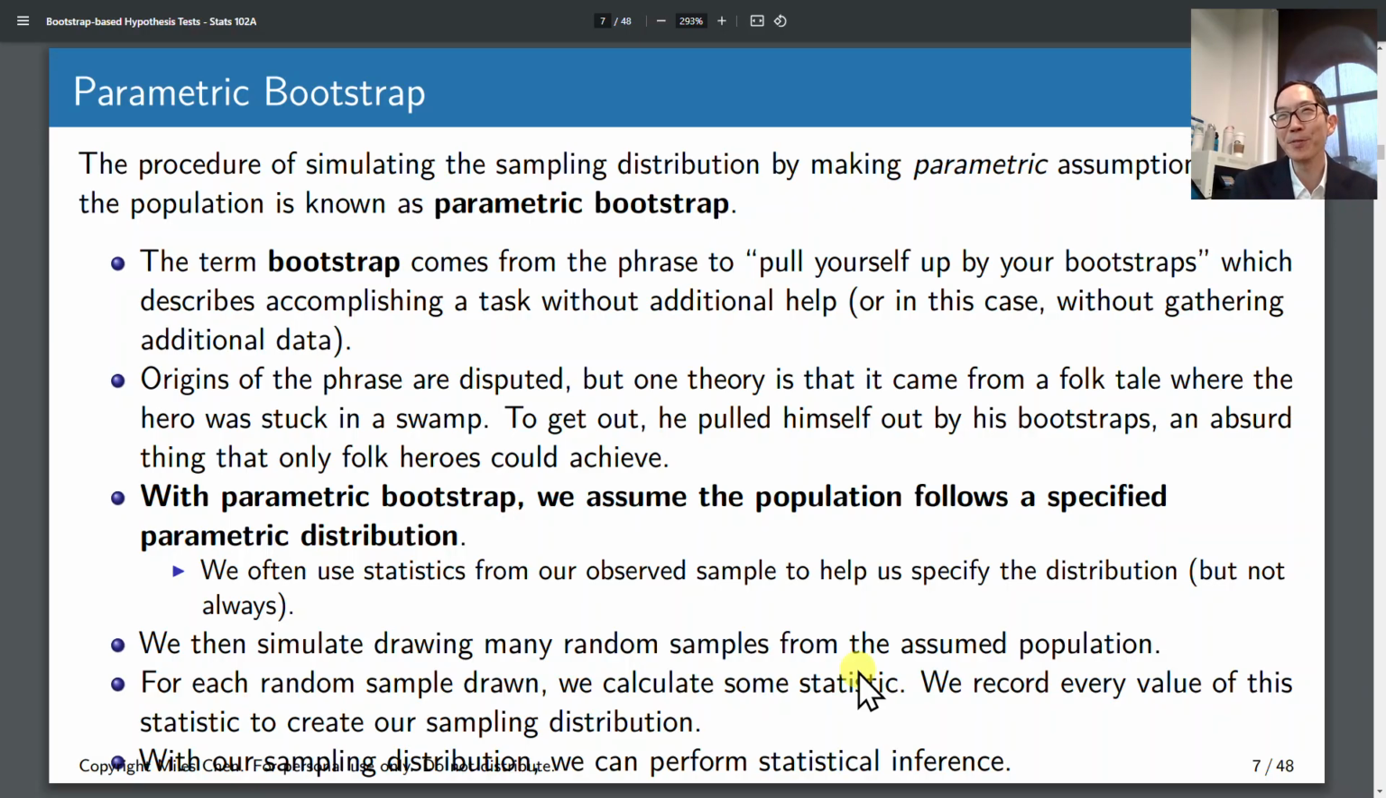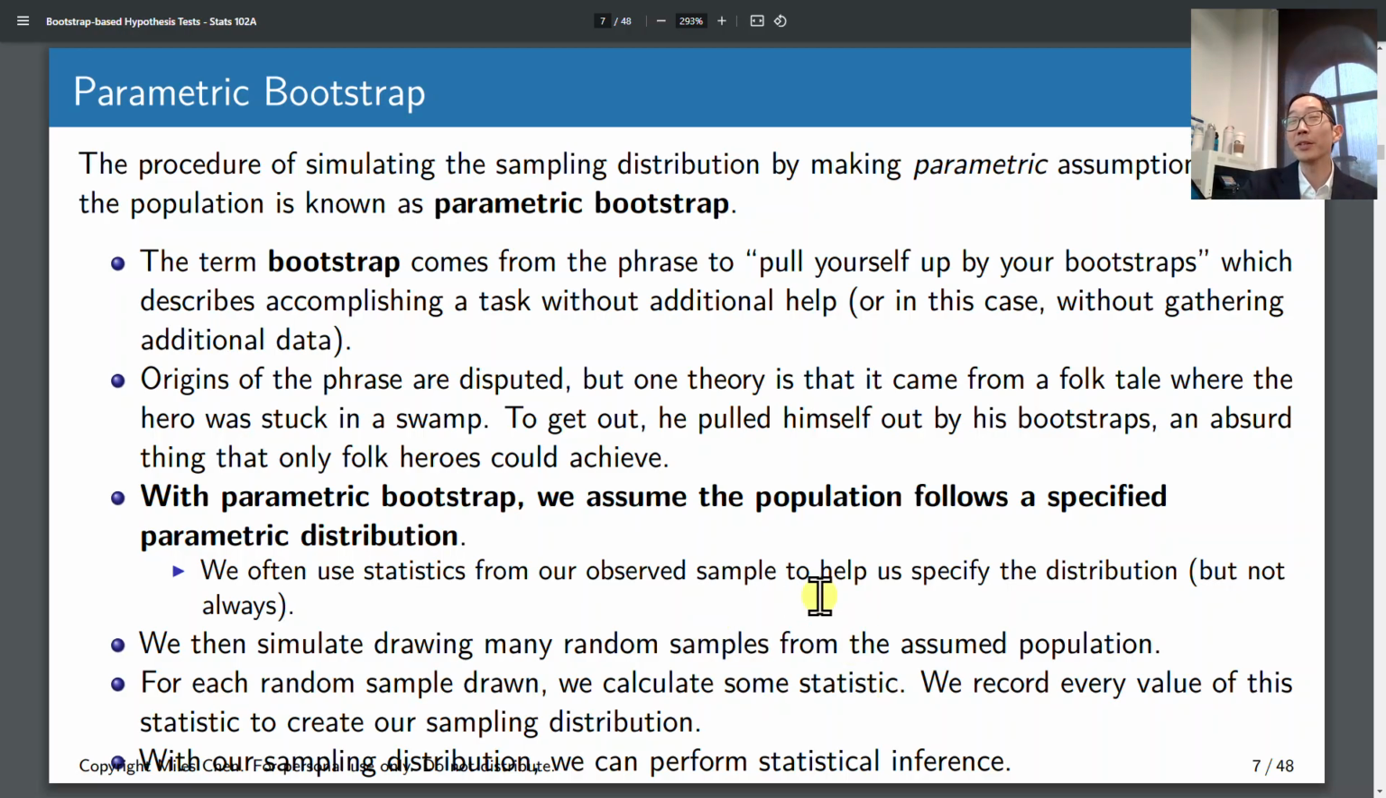My personal favorite theory as far as the origins of this phrase, if you look up the etymology, who knows where it came from. But the one I like the most is a story of a folk hero who was walking around. One day he gets stuck in a swamp. He can't get out. But what does he do? He bends over, grabs his bootstraps, pulls himself out of the swamp. Of course, a silly thing, but it's just kind of funny.